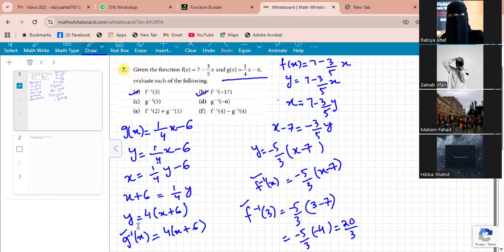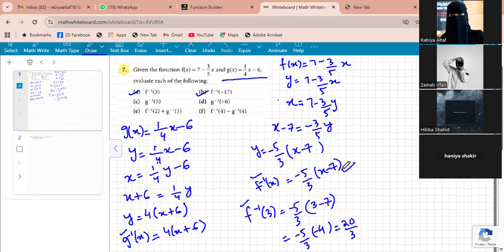Yes, Hania. I don't understand how 3 minus 7 is coming, this x minus 7 and this 3 minus 7. Okay, this is our final answer of inverse function, right? But in first part, it is mentioned f inverse of 3. Means you need to put 3 at the place of x. This is your inverse function. At the place of x, you need to put 3. So this will be 3 minus 7. And then you need to solve it further.